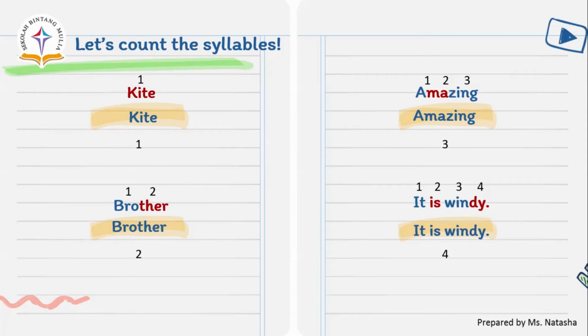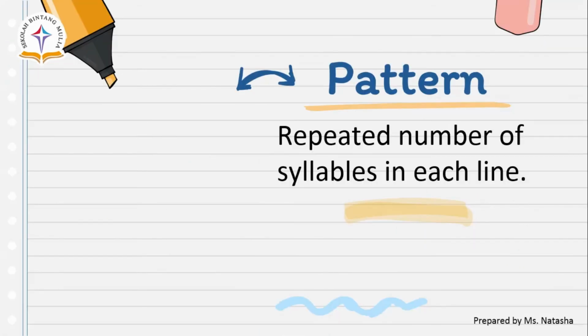Amazing! That said, syllables can be counted from a single word, just like the words kite, brother, and amazing. They can also be counted from a sentence, just like this sentence, it is windy. Now you know what a syllable is. Let's move on.